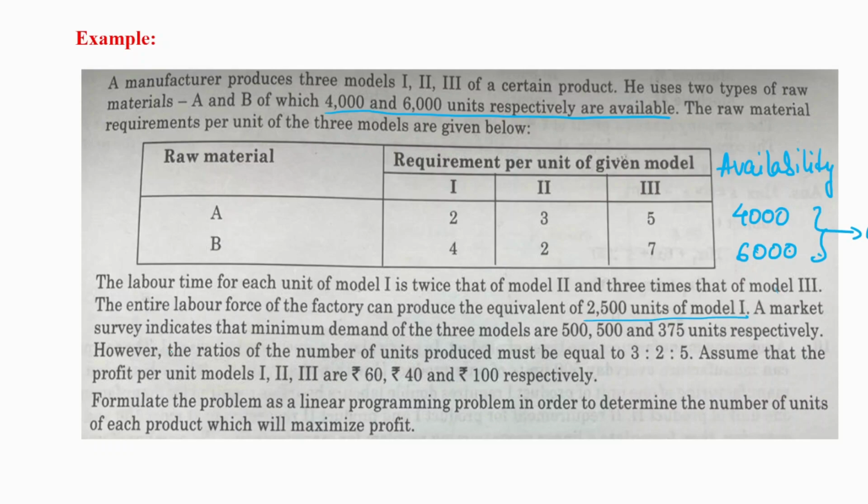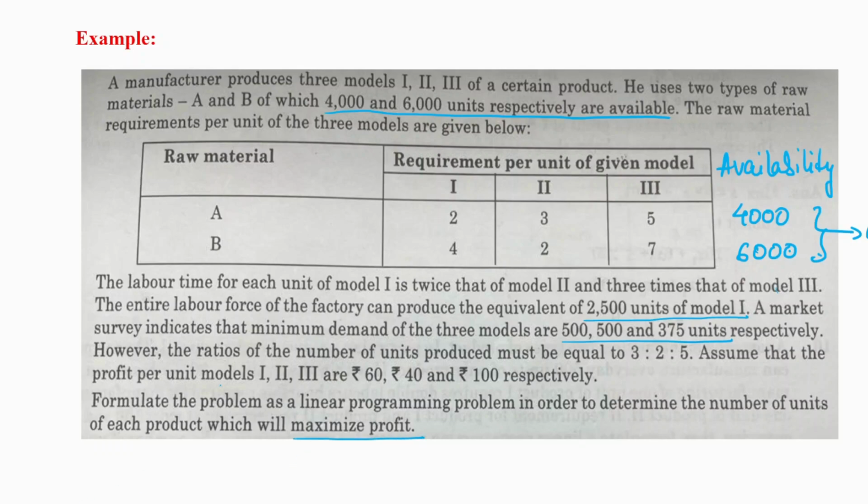A market survey indicates a minimum demand for the 3 models. So the minimum demand of the models is given to us. However, the ratios of the number of units produced must be equal to 3:2:5. Assume that the profits per unit are 60, 40 and 100 rupees respectively. Formulate the problem in order to determine the number of units, again with the maximized profit.